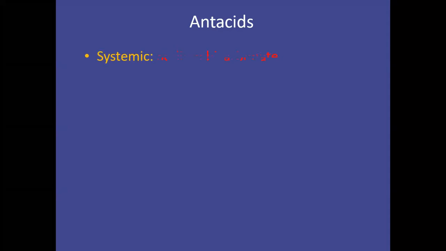There are 2 types of antacids. Systemic, for example, sodium bicarbonate. Systemic means the one which is absorbed into the systemic circulation and has systemic effects. And there are non-systemic, that means they act locally in the GIT. They are not absorbed into systemic circulation, and their action is localized in the GIT. Aluminum salts, aluminum hydroxide, magnesium, and the combination, magaldrate. We'll discuss all these one by one.